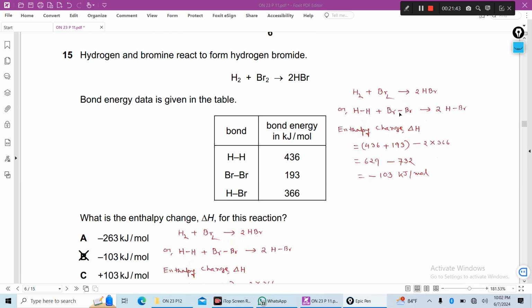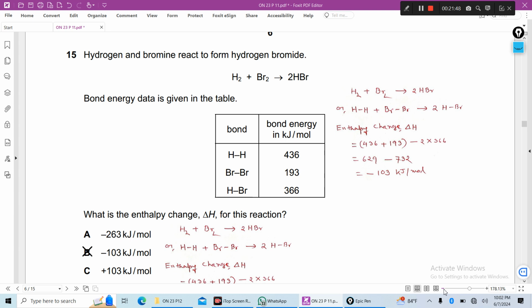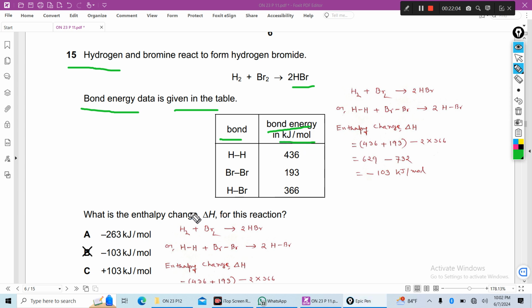15. Hydrogen and bromine react to form hydrogen bromide. Bond energy data given in the table. Bond and their bond energy is given in kilojoule per mole. So what is the enthalpy change, delta H, for this reaction? You know, this hydrogen single bond, bromine single bond, and hydrogen bromine bond.